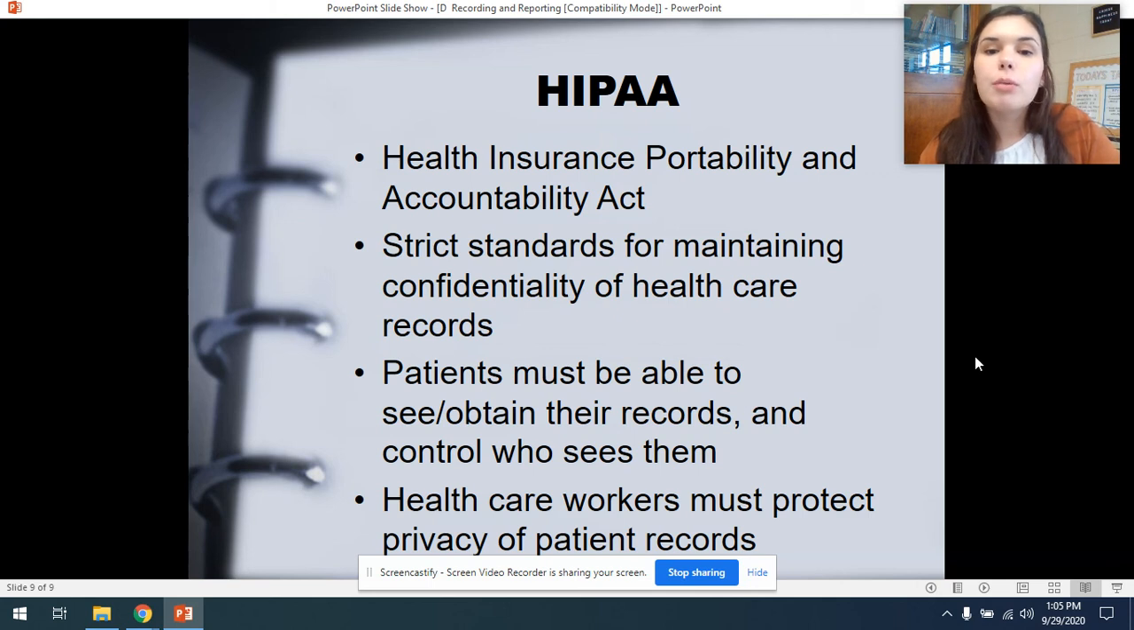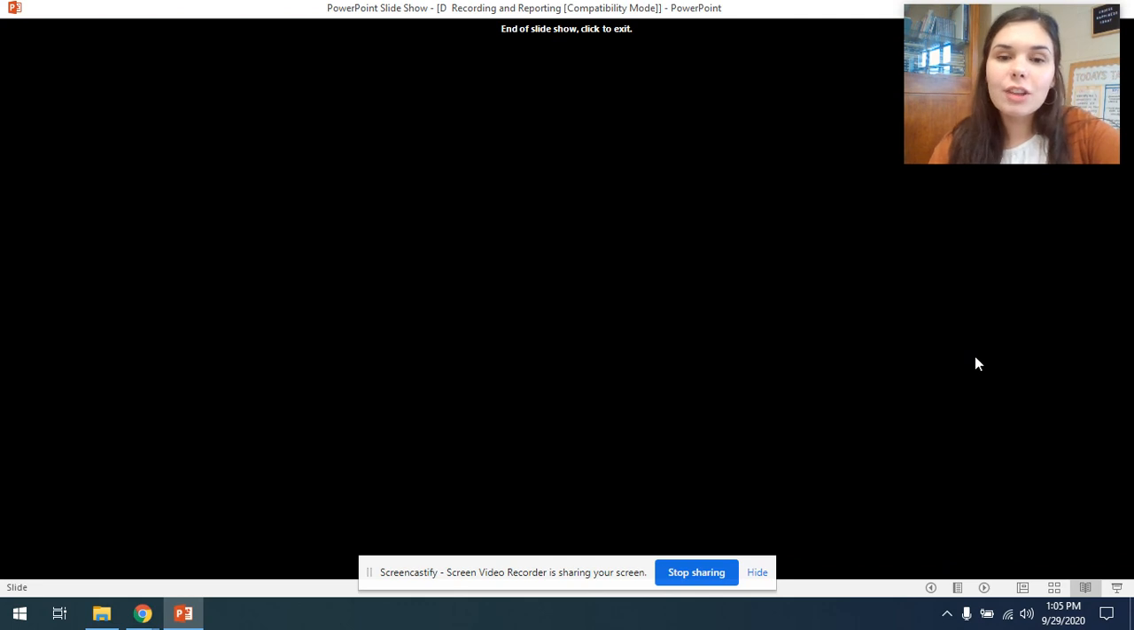Patients must be able to see and obtain their own records, and they have control over who sees them. And healthcare workers must protect the privacy of patient records following all HIPAA regulations. And you'll learn a lot more about HIPAA if you ever actually get a job working in healthcare. That is everything for today. Very quick, simple, easy notes.